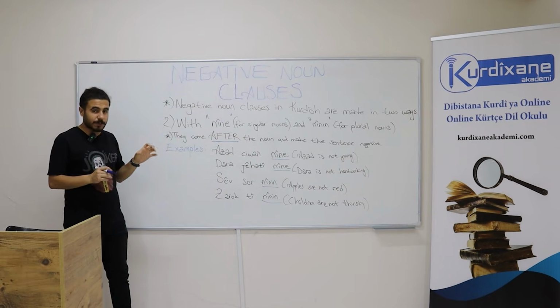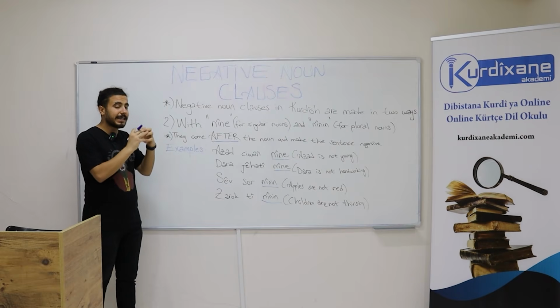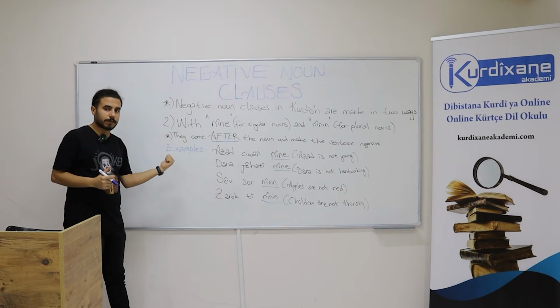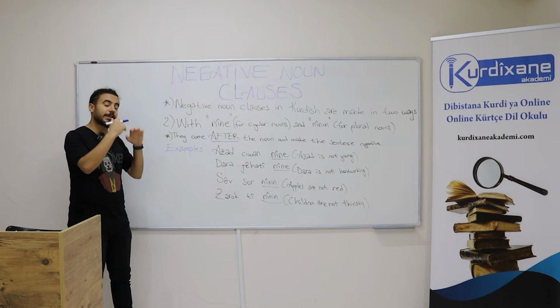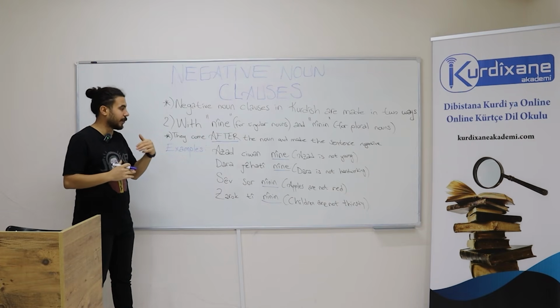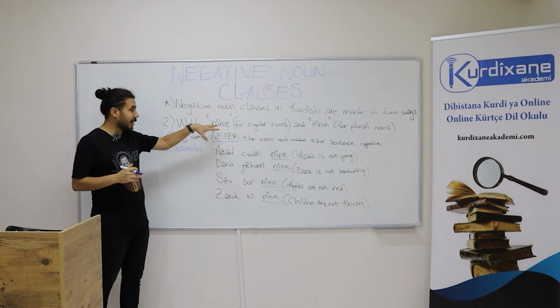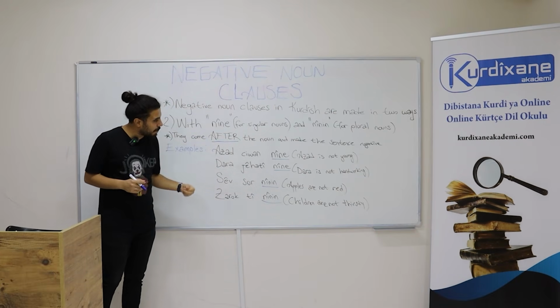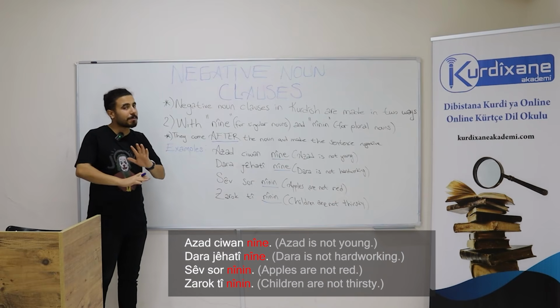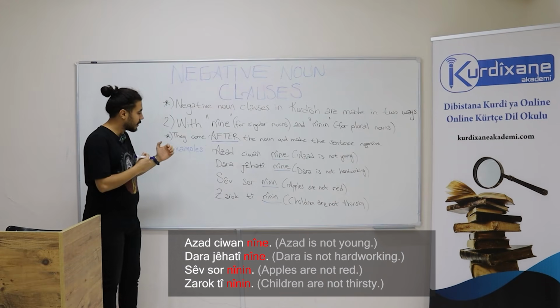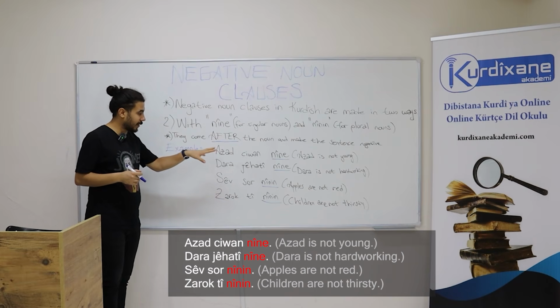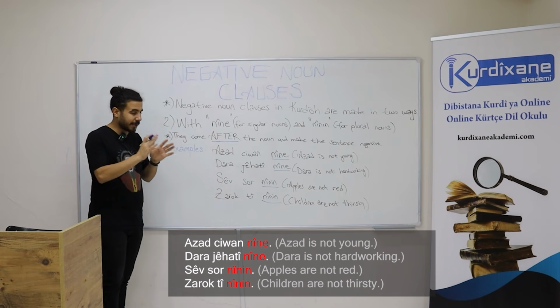So the difference between ne and ninen is that ne comes before the noun. So you say azat ne juwane before the noun. But here with nine and ninen, they come after the noun and make the sentence negative. So the meaning does not change. I did not want to change the examples so that you can compare them.